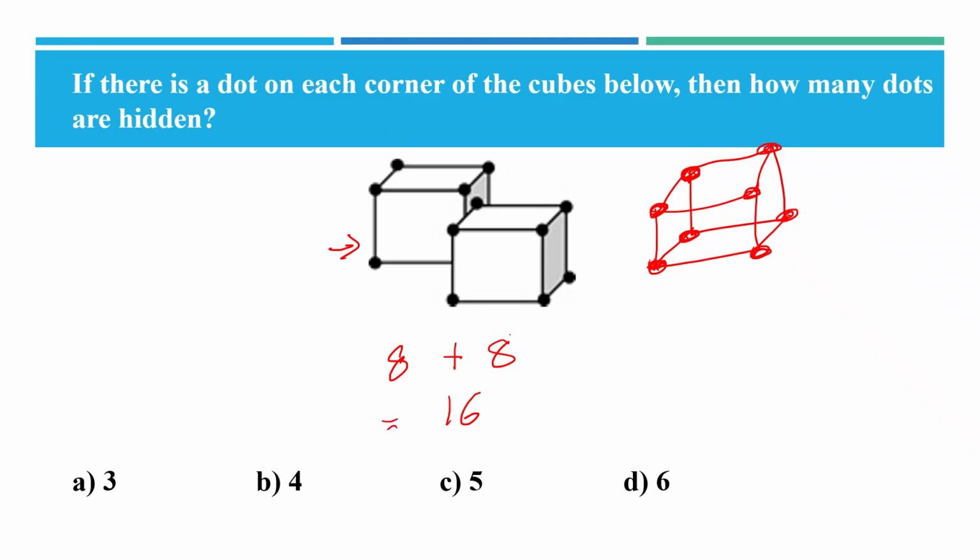And let's see how many corners are visible to our eyes. In that case, we have 1, 2, 3, 4, 5, 6, 7, 8, 9, 10, 11, 12. So 12 corners are visible, and 4 corners are hidden in the given image. So I go with option B.